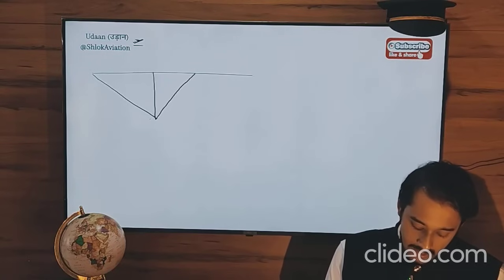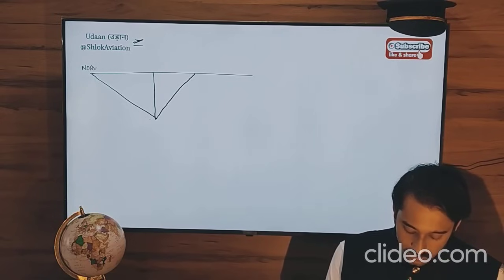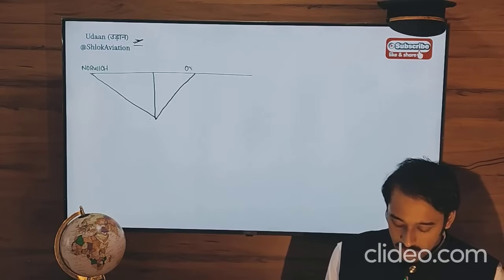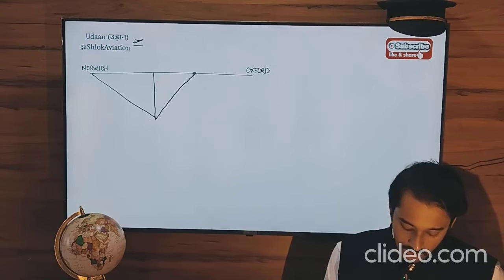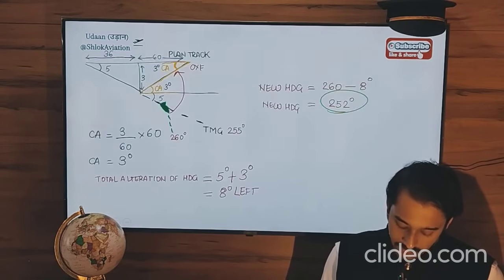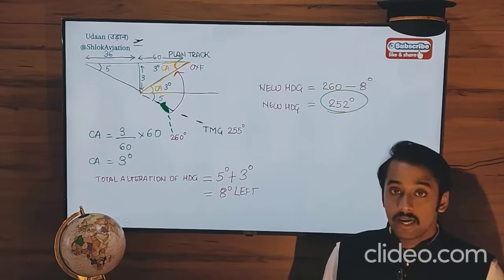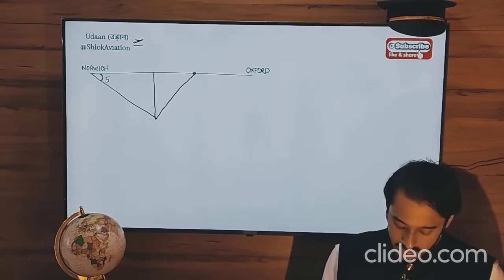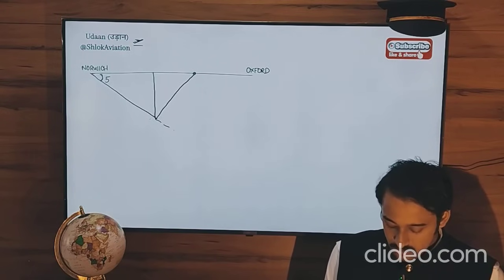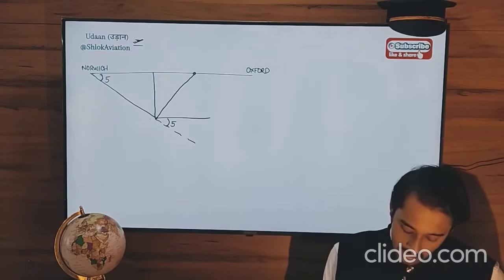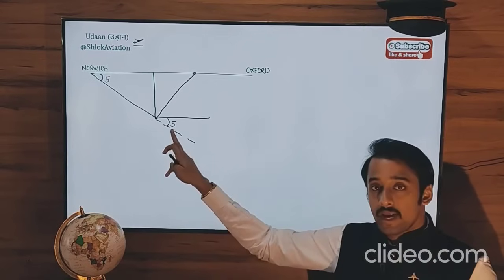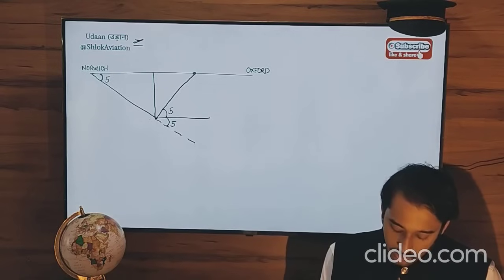So now the talk is about regaining your track. So this is your Norwich Airport. This is your Oxford. This Oxford is your destination, and you will regain track somewhere here. The track error we have found to be equal to 5 degrees. So corresponding angles are equal. If that is 5, this will also be equal to 5. And double track error method means whatever track error you are getting, you double it. So this is 5, then this will also be equal to 5 degrees.